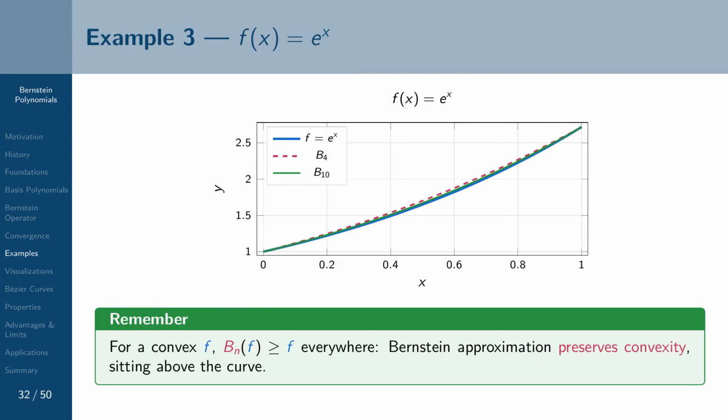The exponential, f of x equals e to the x, is convex, and that has a clean consequence. The Bernstein approximation lies above the curve everywhere. This is exactly Jensen's inequality at work. Since the operator is an expectation, and it preserves the mean, the expected value of a convex function is at least the function of the mean. So b sub n of f is greater than or equal to f, it is the convex counterpart of the concave behavior we just saw. Already at n equal to 10, the approximation tracks e to the x closely across the interval.